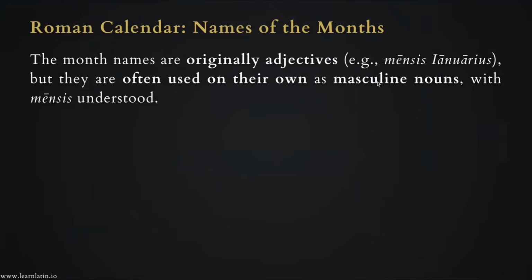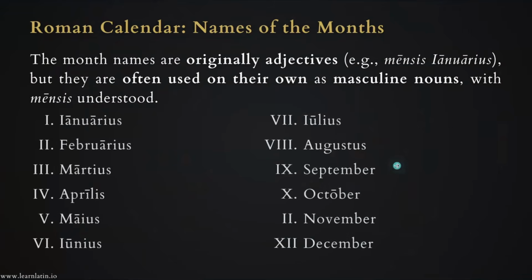The month names are originally adjectives, but they are often used on their own as masculine nouns, with the noun mensis understood or implied. So when you say Januarius, Februarius, Martius, all these are adjectives. They are more properly used with the noun mensis, which is a masculine noun. Mensis means month. But in practice, we use these adjectives as nouns. So we simply say Januarius, just like in English we say January. Just keep in mind that they are actually adjectives.